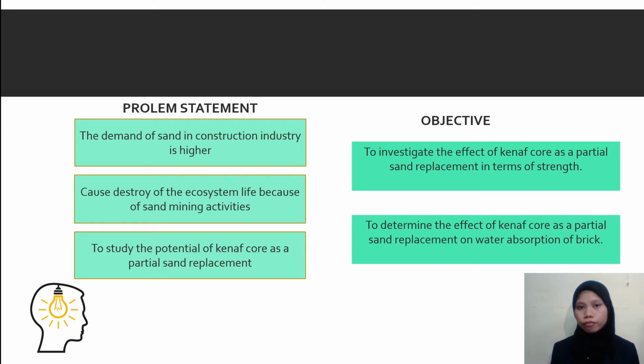The objective of my research is to investigate the effect of the Kenaf core as a partial sand replacement in terms of strength and to determine the effect of the Kenaf core as a partial sand replacement in terms of water absorption in brick.